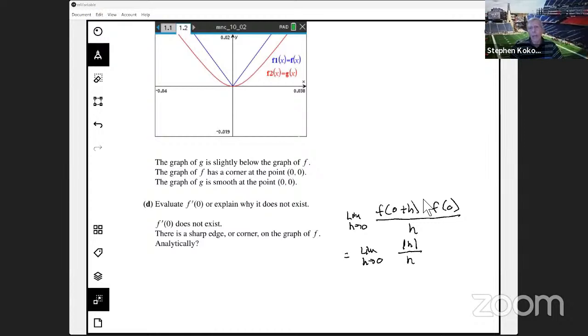How do I evaluate that limit? This is one that many textbooks have, and many teachers do this one in class. It's not that bad. How do you evaluate this limit? How do you support analytically that this derivative at 0 does not exist? What's the general technique? Sorry, Curtis, I'm putting you on the spot there.